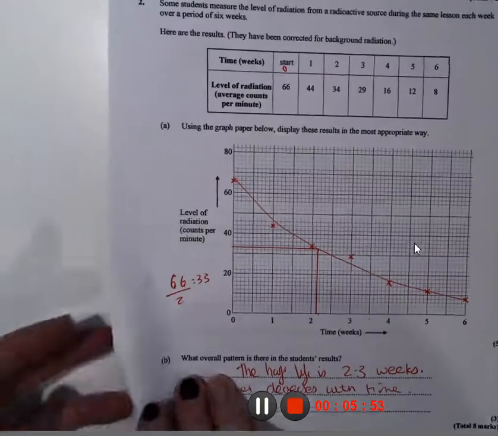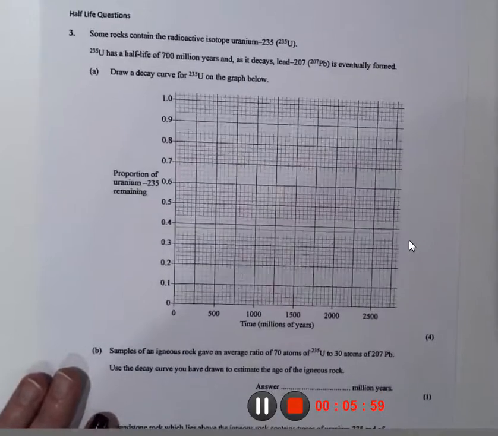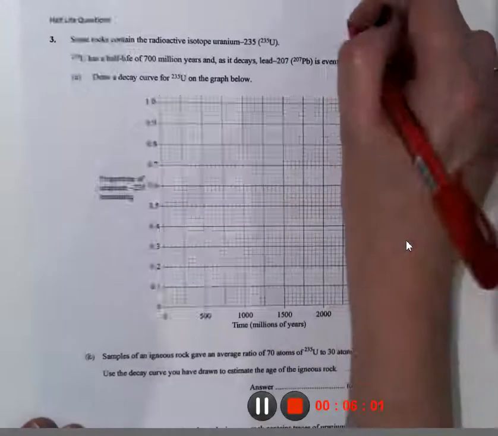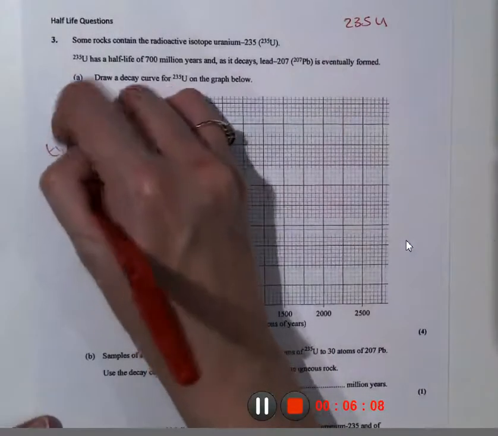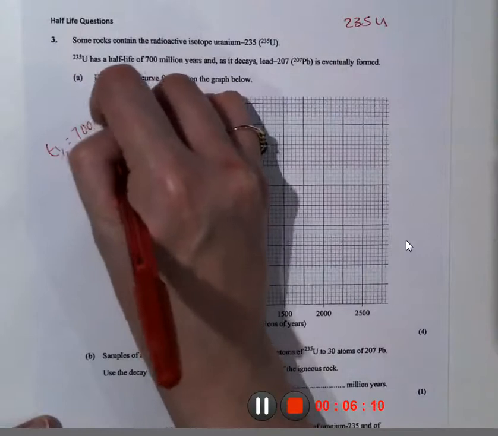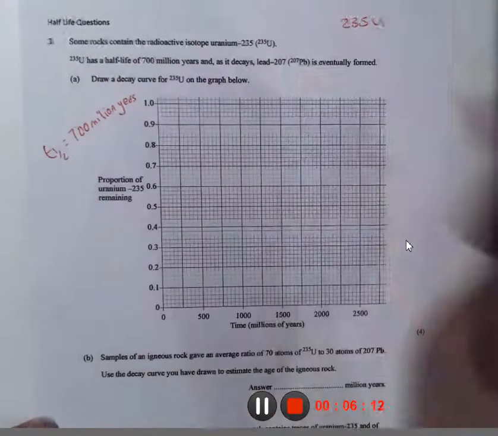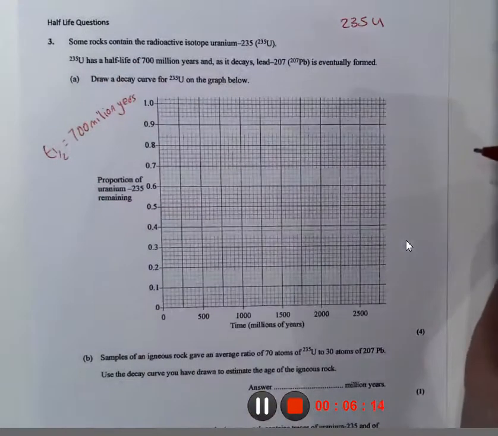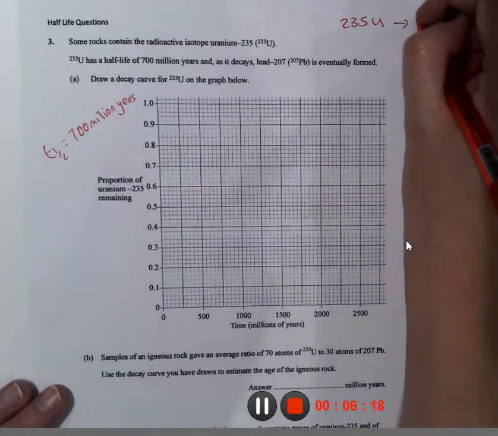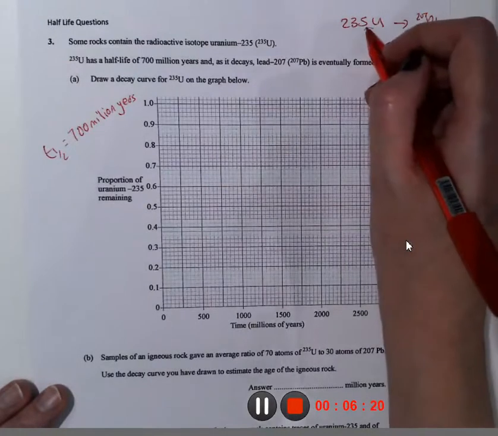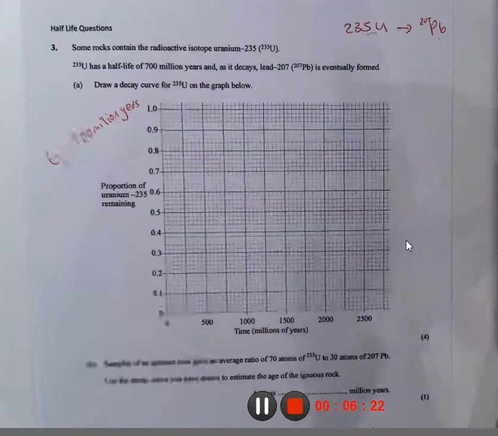Okay. Right, last one. This one's a bit harder. Questions go from easier to harder. So this one: some rocks contain the radioactive isotope uranium-235. Uranium-235 has a half-life of 700 million years. And as it decays, lead is formed. So it makes lead-207. So this is the original nuclei, and this is what you make.